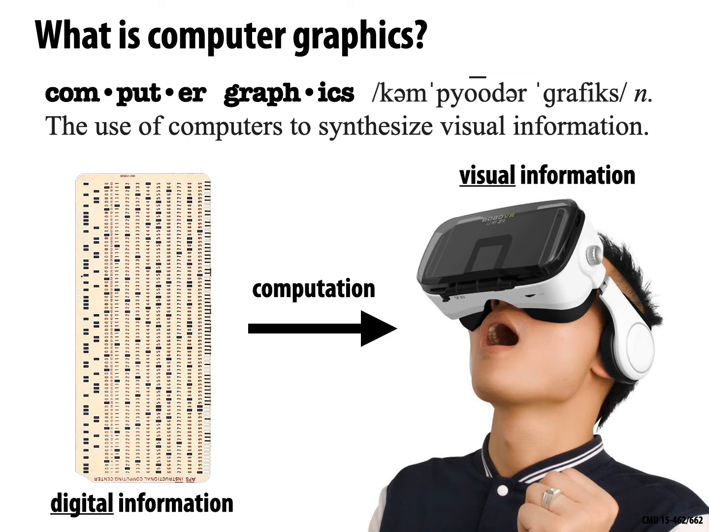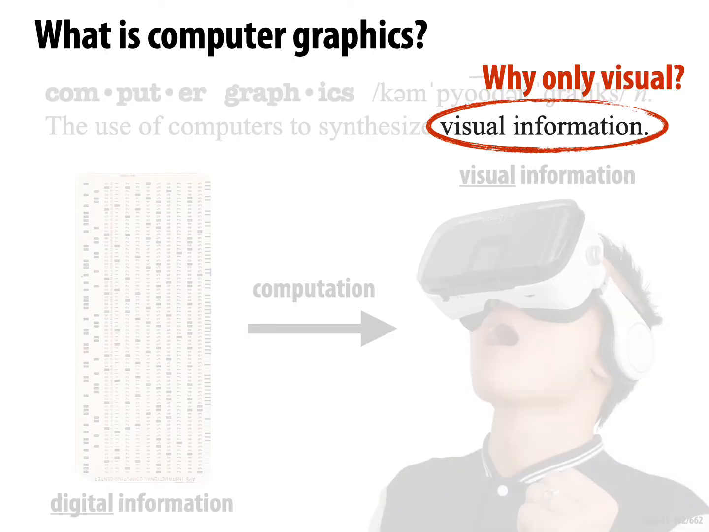What is computer graphics? Well, we might say that computer graphics is the use of computers to synthesize visual information. Right? We have digital information, just ones and zeros, and we want to perform some kind of computation to turn it into something that human beings can consume, some kind of visual information. Now, if we frame it that way, if we say the point is to create information for human beings to consume, then it's also natural to ask, well, why only concentrate on visual information?